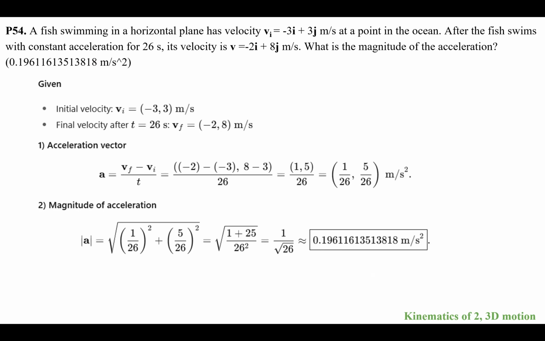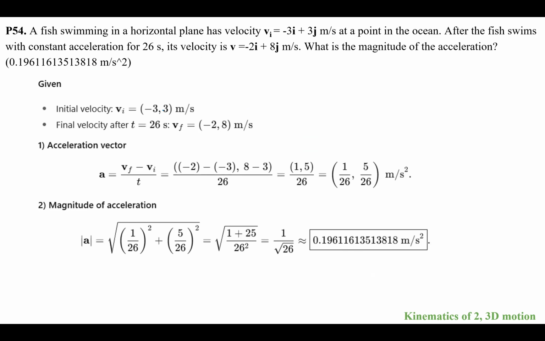A fish swimming in the horizontal plane has a velocity with horizontal and vertical components. After the fish swims with a constant acceleration for 26 seconds, its velocity becomes different. What is the magnitude of the acceleration? Okay, so that's the thing we need to think about.